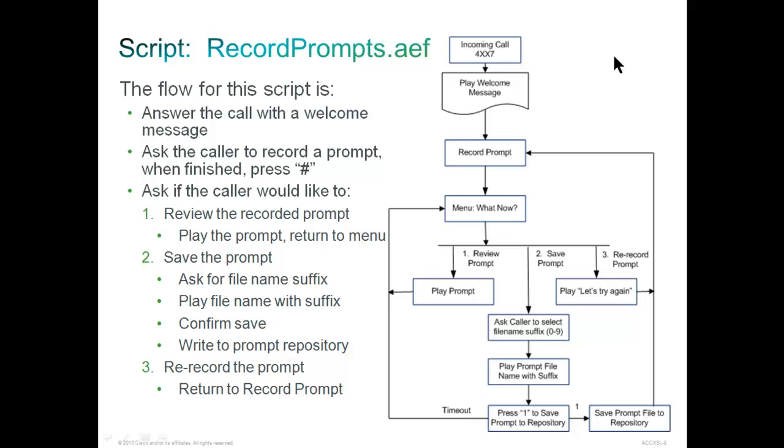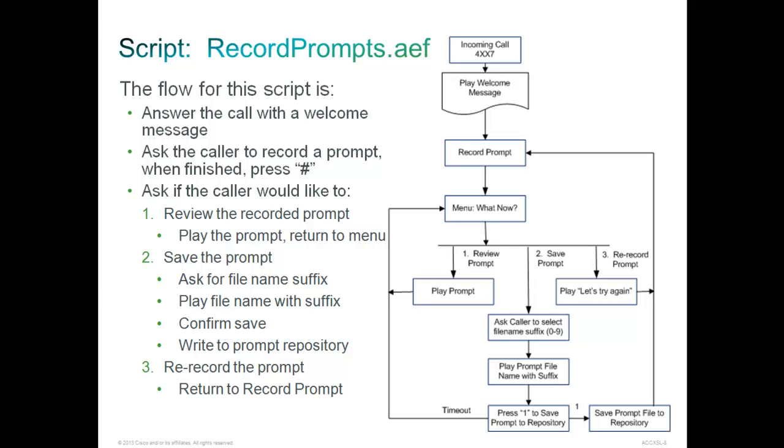This shows an example of the call flow for RecordPrompts.aef. We will actually be showing you two scripts here, but this is the first and the simplest one. The call flow for this script is that the call will be answered by the script with a welcome message, and then ask the caller to record a prompt. When finished, they'll press a pound sign. That pound sign, of course, cuts off the end of the recording and causes it to be finished, so to speak.